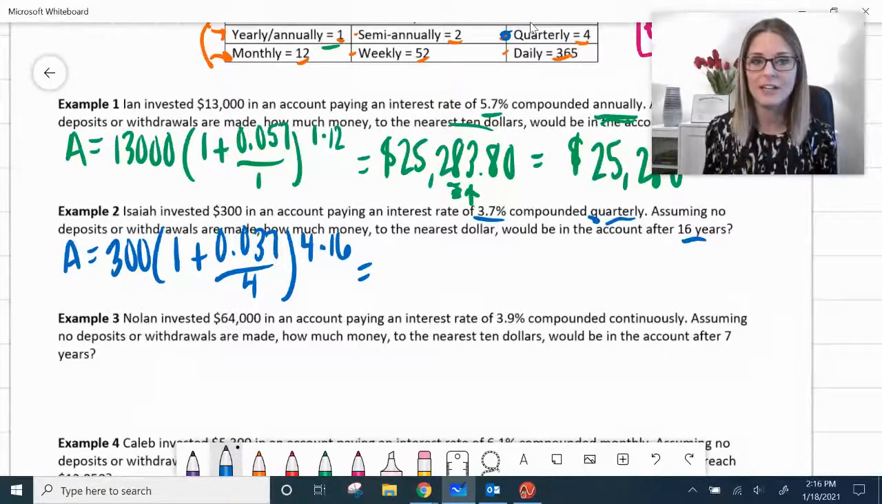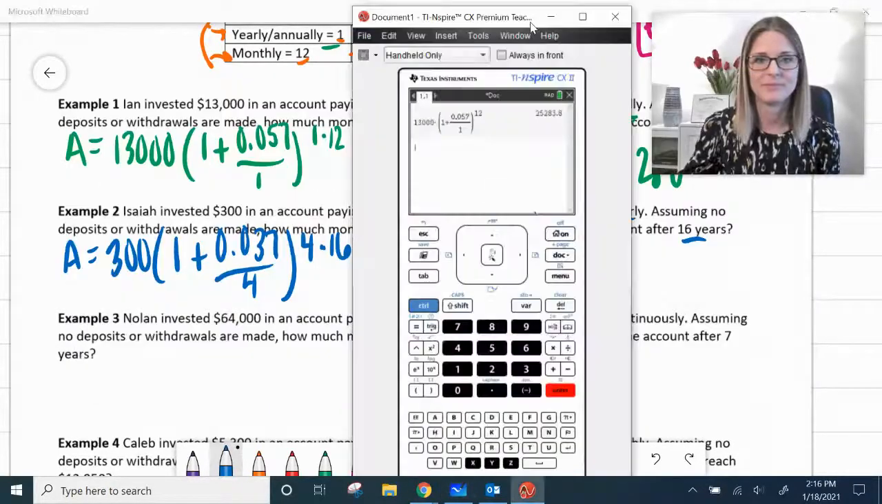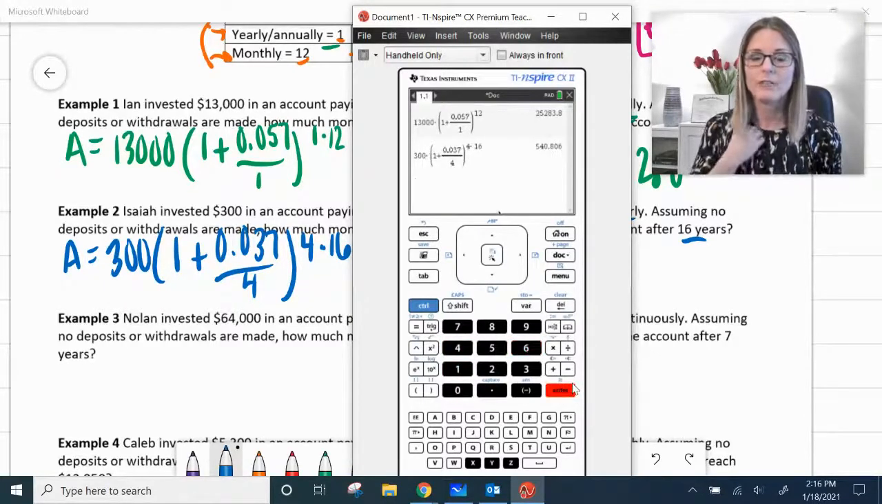So now we're going to head to the calculator and we're going to evaluate. Here we go, 300 times 1 plus, I'm going to give myself a fraction box here, 0.0737 divided by 4, all raised to the 4 times 16. I don't know it off the top of my head, so we'll just type it like so and enter. $540.81 if I rounded. But I think there was a particular way they wanted us to round, so let's go check it out.